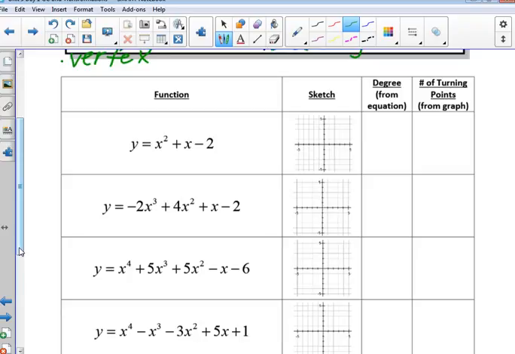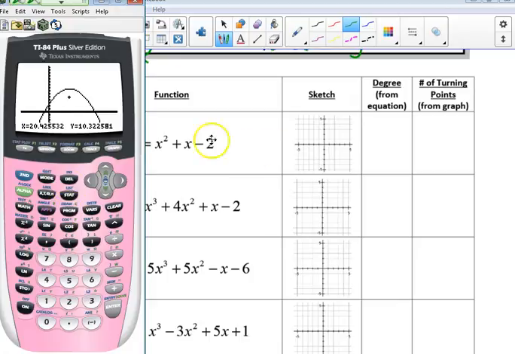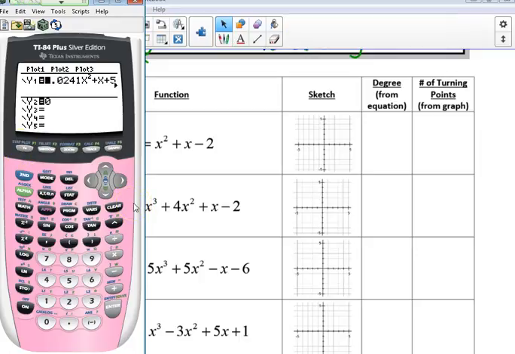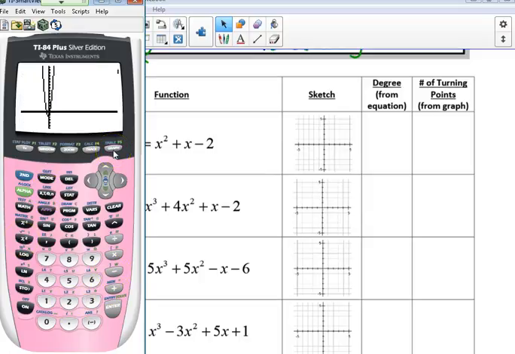So you can go ahead into the calculator. Go into the calculator. How would I see what this function looks like? Go ahead and type it into y equals. So we've got x squared plus x minus 2. And hit graph.